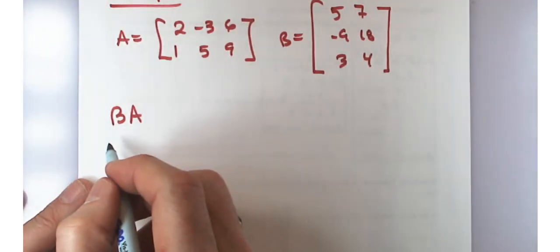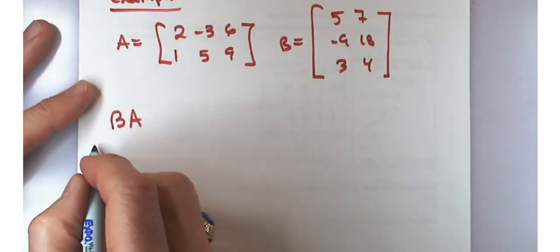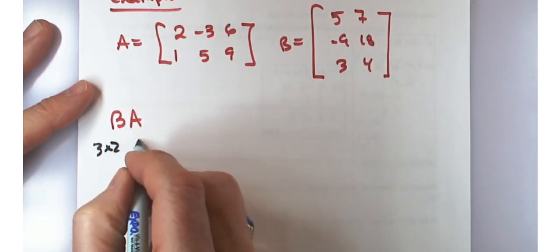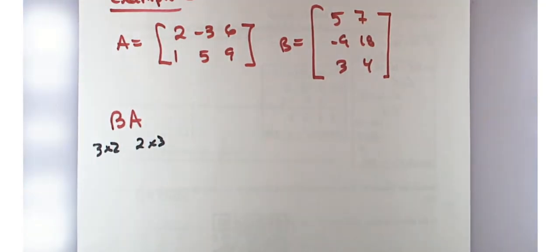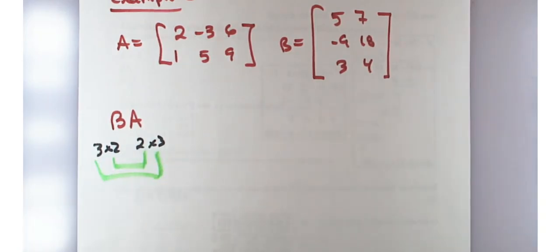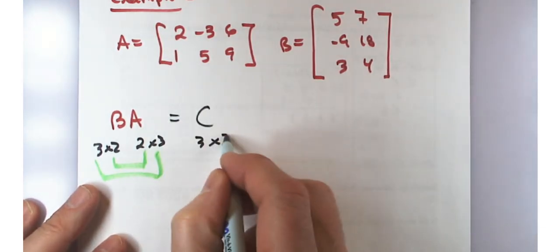Can we even do that? What are the dimensions of these matrices? Blake, what do we got there? What are the dimensions of matrix B? 3 by 2. Good. What about A? 2 by 3. Nice. Ethan, what are the dimensions of our product going to be? 3 by 3. Yeah. We're going to end up with a 3 by 3 matrix. So let's call that matrix C. And that's going to be our 3 by 3 matrix.